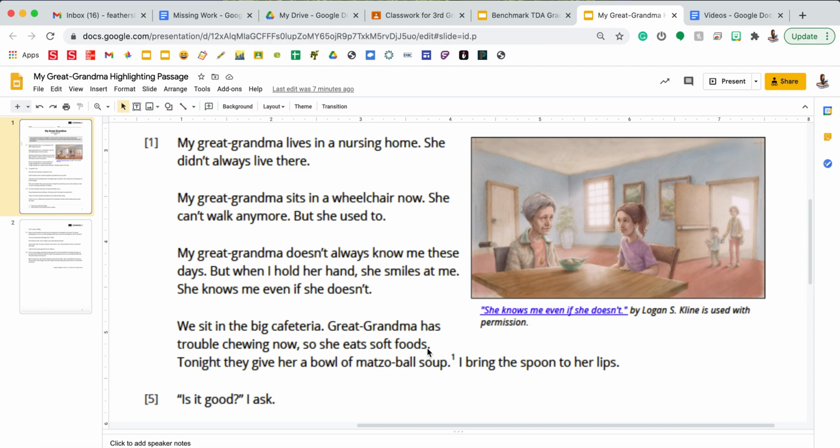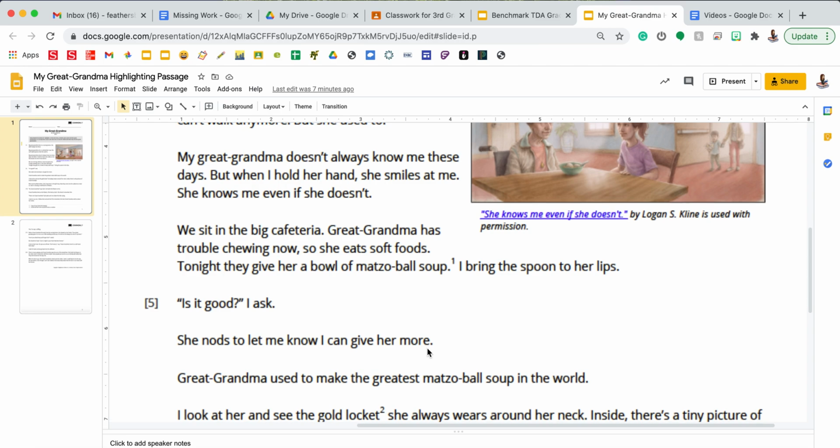My great-grandma lives in a nursing home. She didn't always live there. My great-grandma sits in a wheelchair now. She can't walk anymore, but she used to. My great-grandma doesn't know me these days. But when I hold her hand, she smiles at me. She knows me, even if she doesn't.